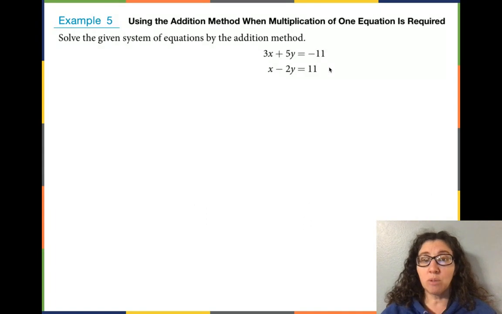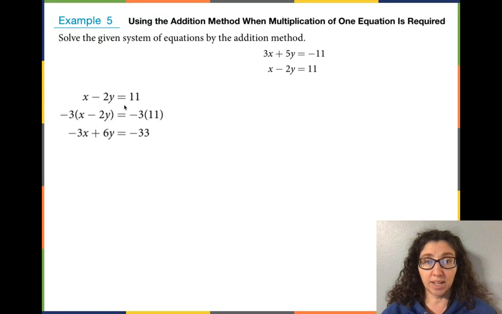All right, let's use the addition method again. In this case, if we just add these two equations, no variables are going to go away, right? So something that we can do before adding is multiply one of the equations by a number so that once we add it, things will go away. So what if we multiplied this second equation by -3, so that it will cancel out this 3x. So here's the second equation. We multiply the second equation by -3 to get this equation. -3x plus 6y equals -33.